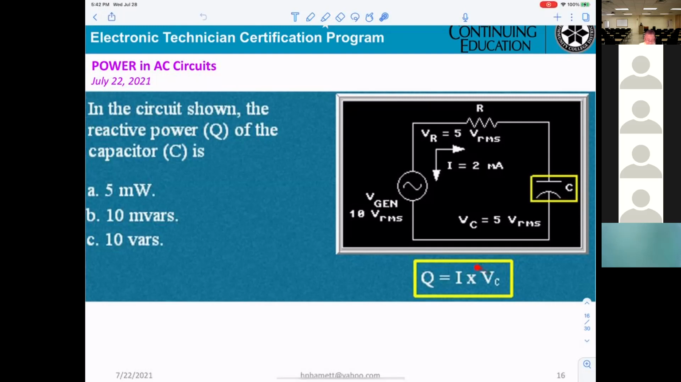They have given you the formula here: I times VC. VC is 5 VRMS. I will be 2 milliamp. So 2 times 5 will be 10. Okay? So the answer will be A or B or C.